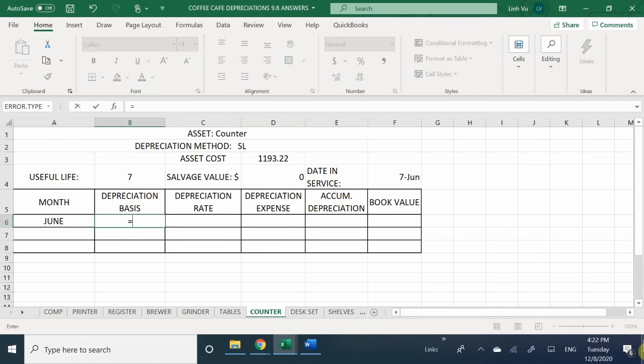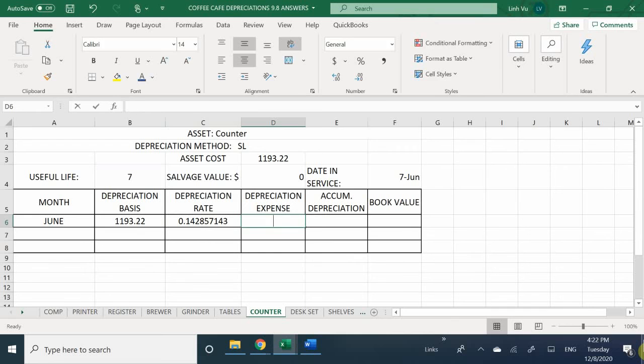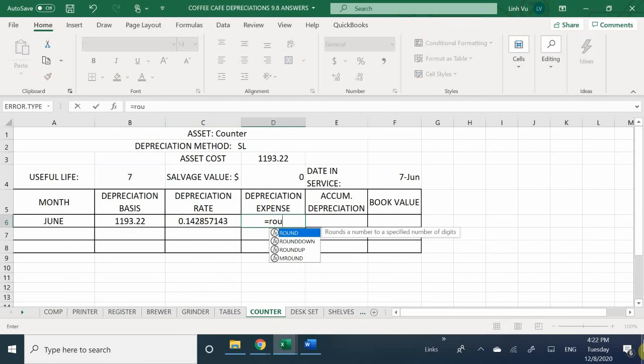Okay, depreciation basis. Depreciation expense.